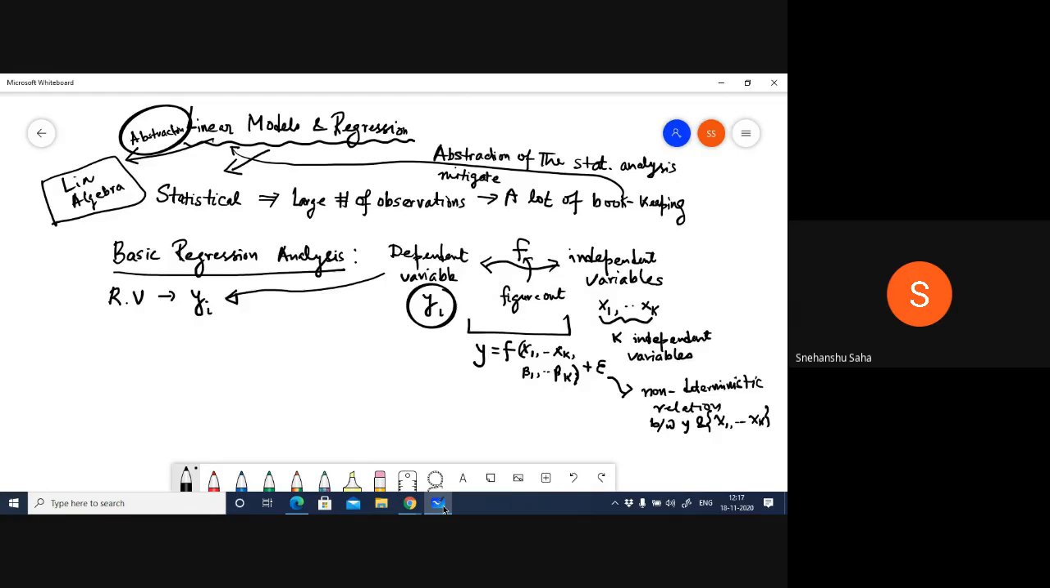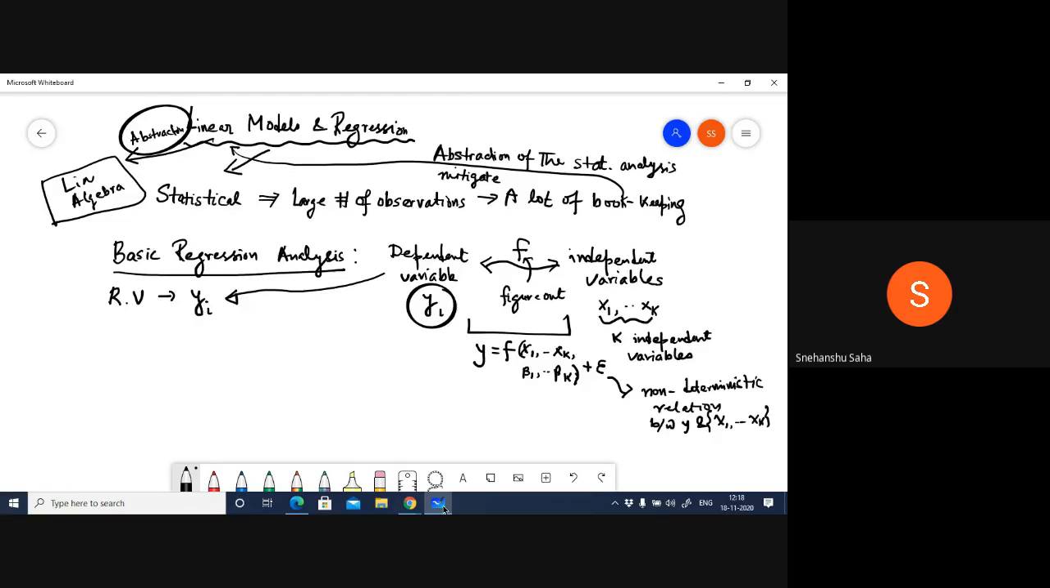But if you really look at the real data, you would realize that such a deterministic relationship is usually not found in nature. Just for notation's sake, if epsilon is 0, this becomes a mathematical model. If epsilon is non-zero, this becomes a statistical model.